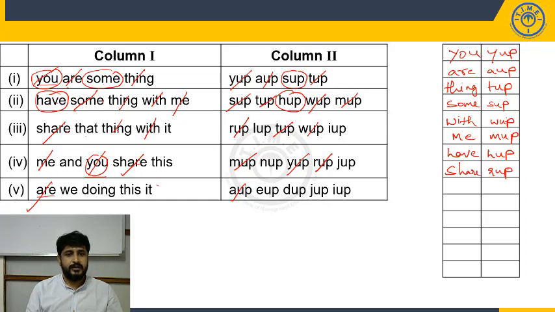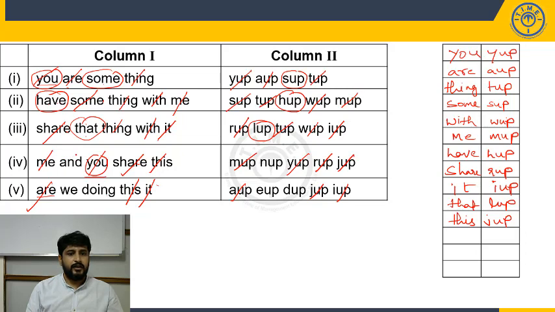Now what is left? "It". In these two statements, third and fifth, we have "it" common. And what is the only common code? IUP. So the code for "it" is IUP. Fine. Now what is the only leftover word? "That". What is the only leftover code? LUP. So the code for "that" is LUP. So even the third statement is over. Now in the fourth statement, and "this". In these two statements, fourth and fifth, we have "this" common. What is the common code in these two? JUP. So the code for "this" is JUP.